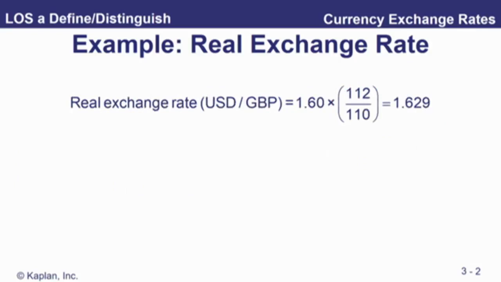Well, let's have a look-see. Real exchange rate, you're going to take our nominal rate. So we were given the nominal, multiply by the CPI of the base on the top. That was the UK of 112, divided by the CPI of the priced US. That gives us 1.629. And that's it. In terms of a straightforward calculation, that's all it is.